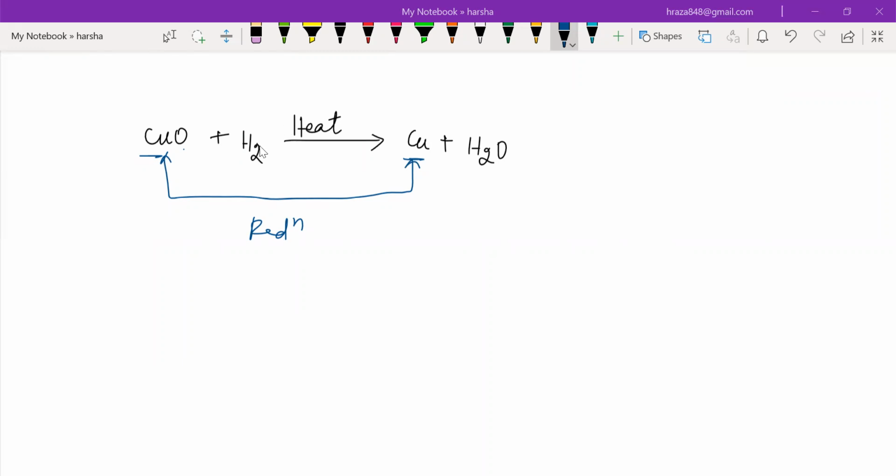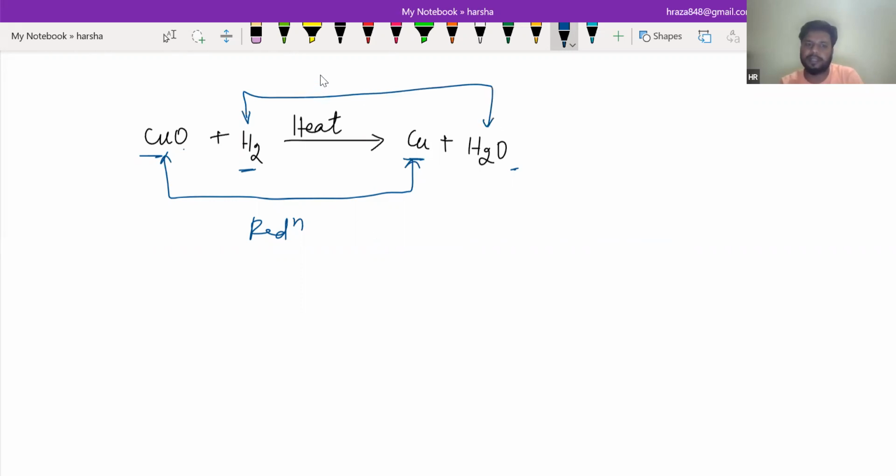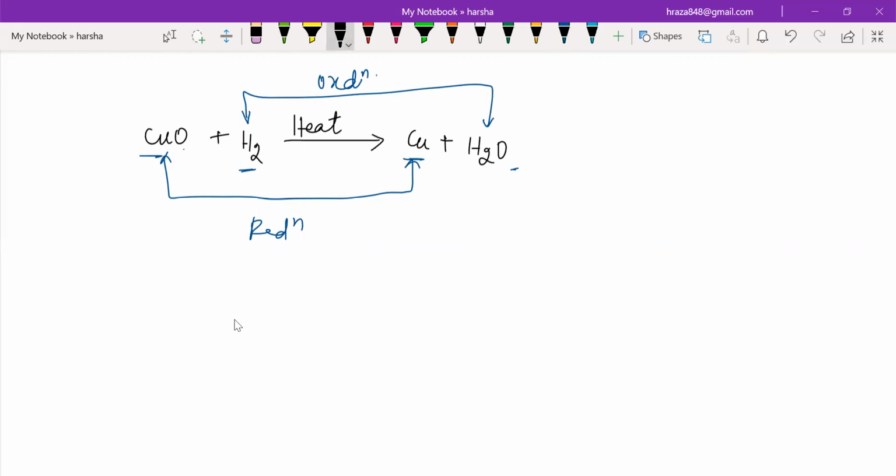Now see, hydrogen doesn't have oxygen in the reactant, but in the product you can see H2O has oxygen. That means there is gain of oxygen. That means this is oxidation. Is that clear? Yes, sir. Is that clear, everyone?